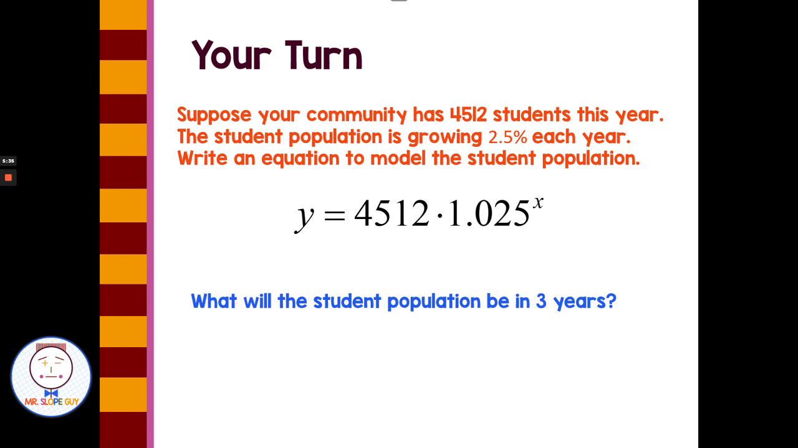Come back on pause. All right, welcome back. So if we put 3 in for the exponent, we would end up with 4,859 students. When we have a decimal there, but we're kind, we round to the nearest whole student. We don't deal with partial students. So we round that to 4,859.